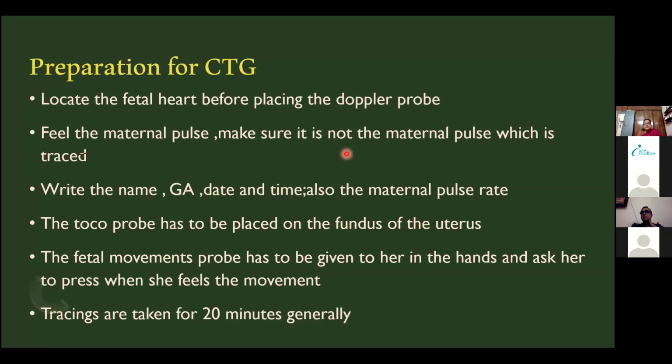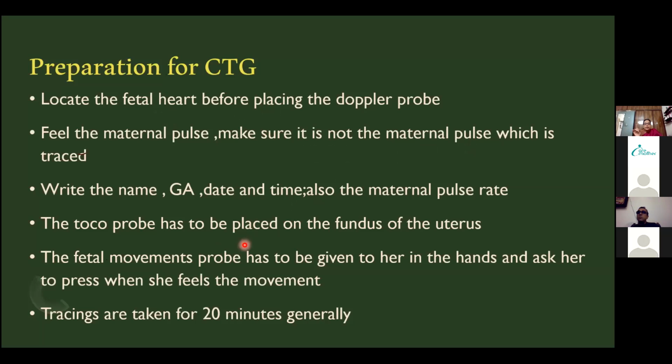Okay, so this is very, very important. It is always better if you write the maternal pulse rate also in the recording so that we are sure we are not recording the maternal pulse rate. Write the name, date, time, and the gestational age of the patient. Again, in the new machine, unless you give all this information, the machine doesn't take up. So it is a good thing. All that is given in the recording paper.